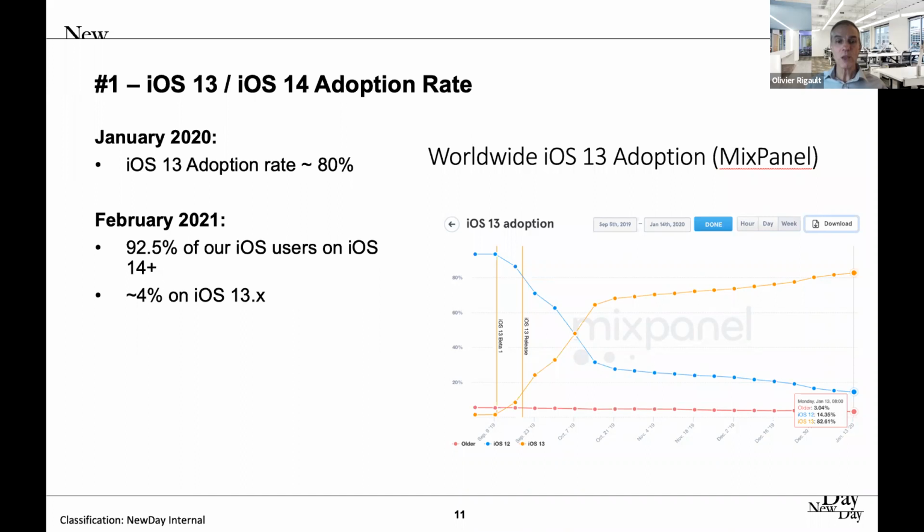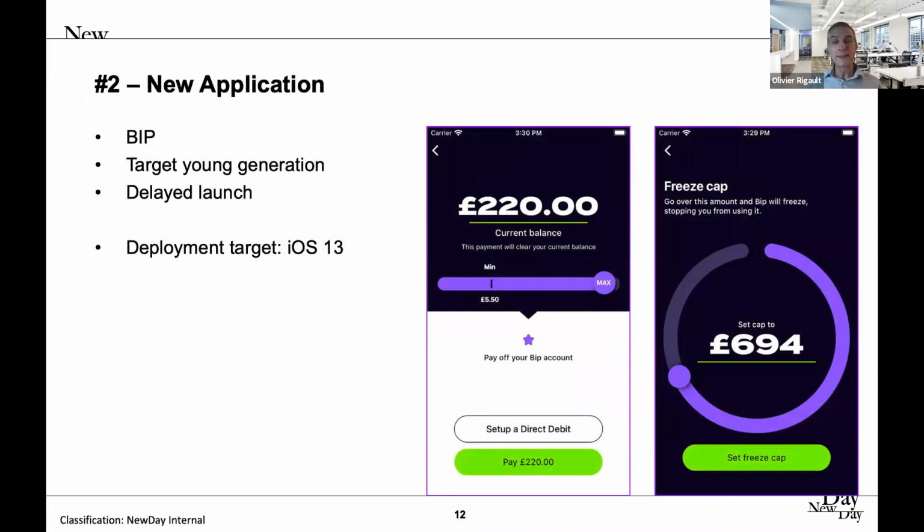The second reason why we adopted SwiftUI was the new application. We already talked about BIP. We assume that the commercial team, the marketing team, assume that the target for this new app would be of a young generation. So basically, probably assuming that they would have more recent phones. So that's one thing. So we were assuming that the iOS 13 blocker was not a blocker at all, actually.